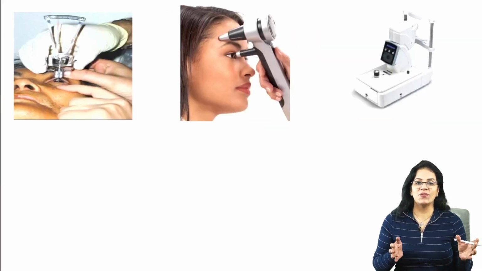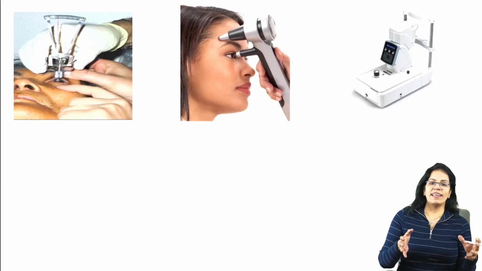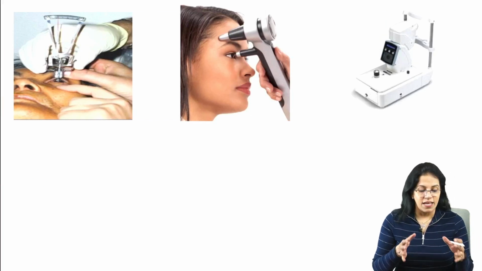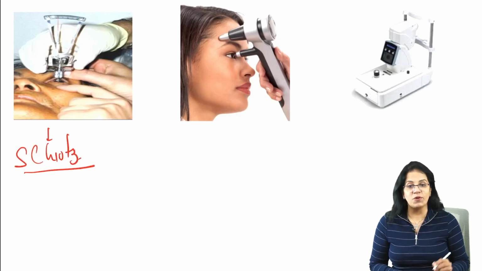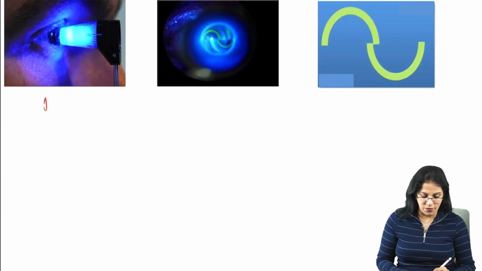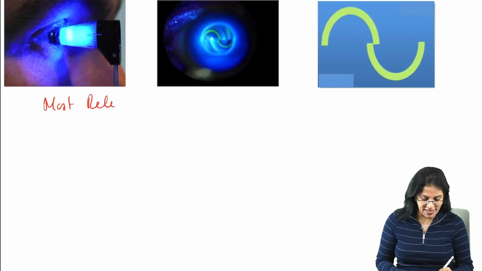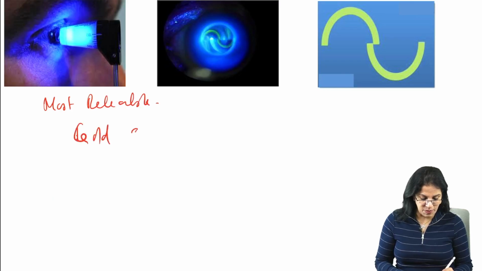What is this you see? If I want to give a heading to this slide, it is tonometers. Now the first one is your Schiotz tonometer. When you say Schiotz tonometer, they can ask you which is more reliable, Schiotz or Goldmann. Of course, the most reliable is Goldmann, and it is also the gold standard. Okay, just remember this. Right, so this is your Goldmann tonometer.